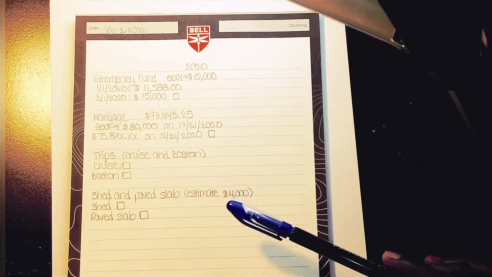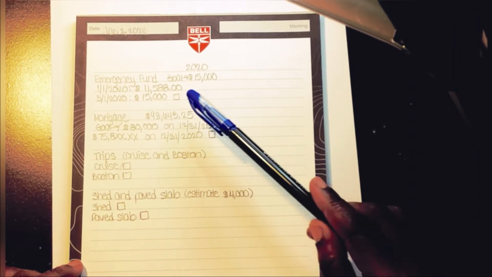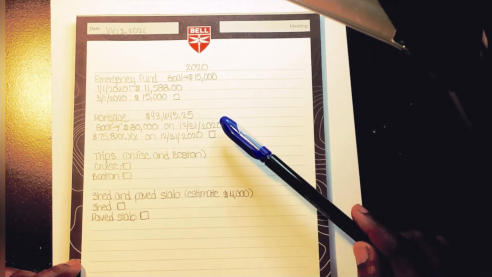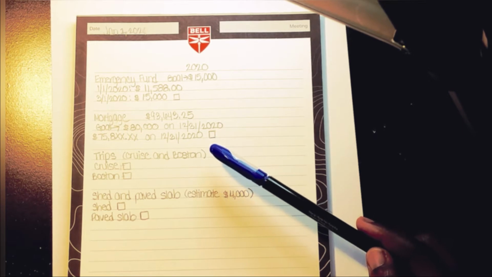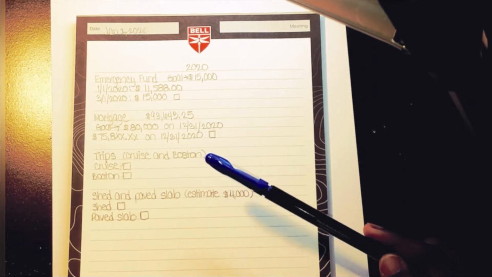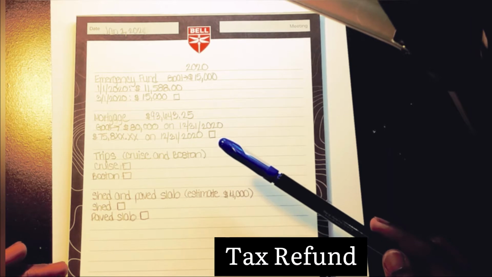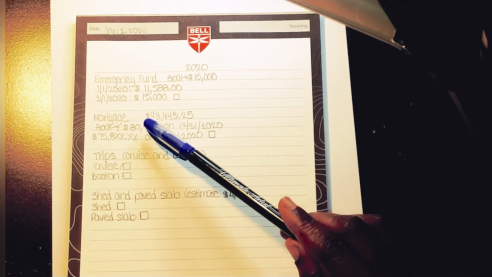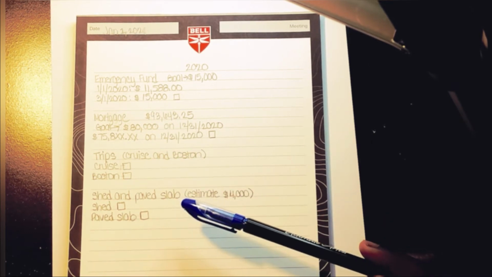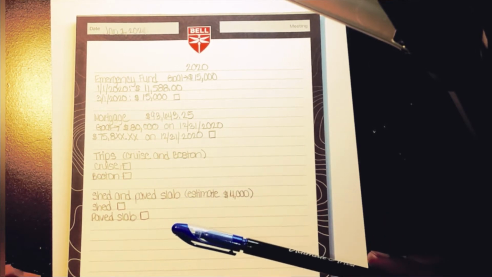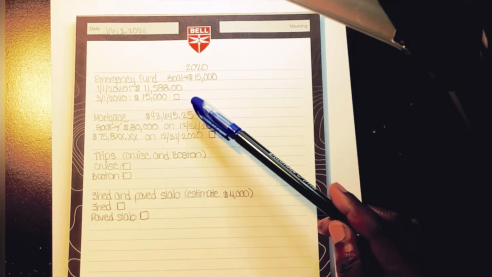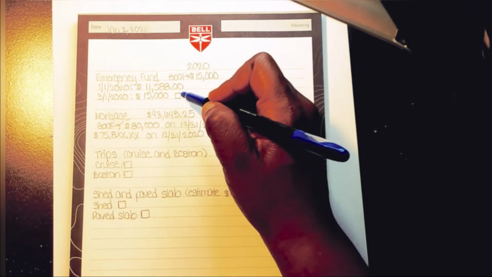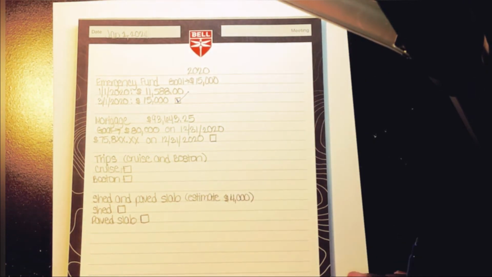So at the start of the year, we had $11,588. We knew that we were probably going to get a tax return, and that money would go towards it as well as our paychecks. So on March 1st, 2020, we were able to finish funding our fully funded emergency fund at the $15,000 mark. It felt really, really good to have that money in our account.